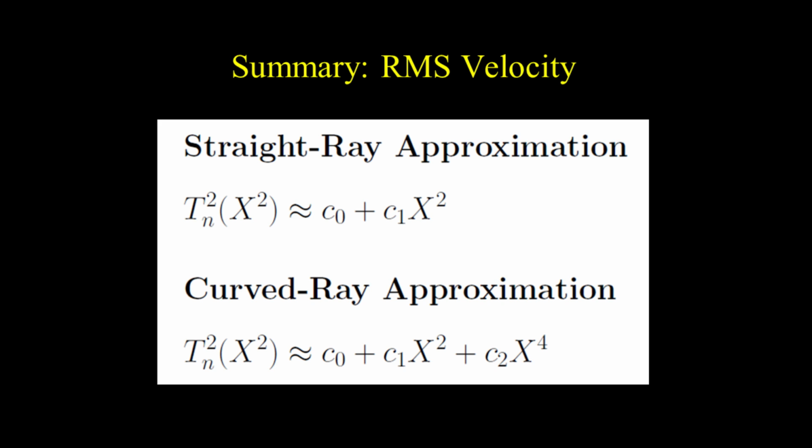In summary, the hyperbolic moveout describes a linear relationship between square travel time and square offset. This relationship assumes that the ray from the source to the reflector and the ray from the reflector to the receivers are all straight rays. The non-hyperbolic moveout describes a nonlinear relationship between square travel time and square offset. This relationship assumes that the ray from the source to the reflector and/or the ray from the reflector to the receivers are bending rays.